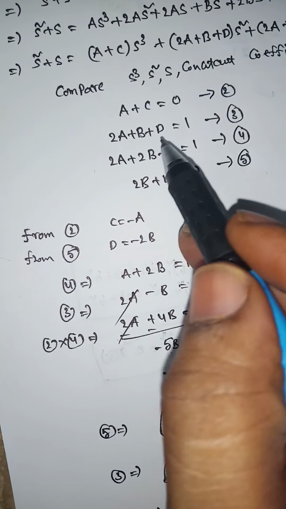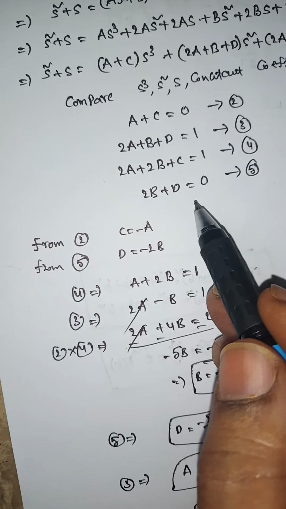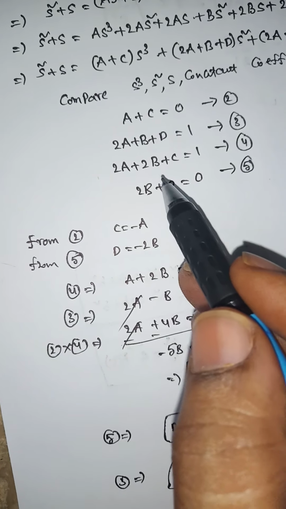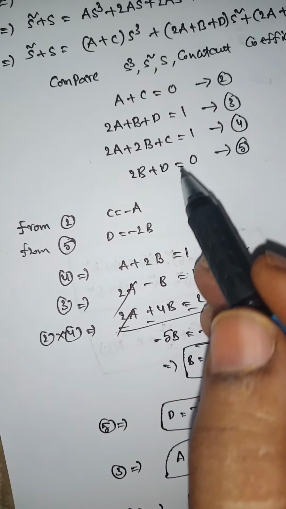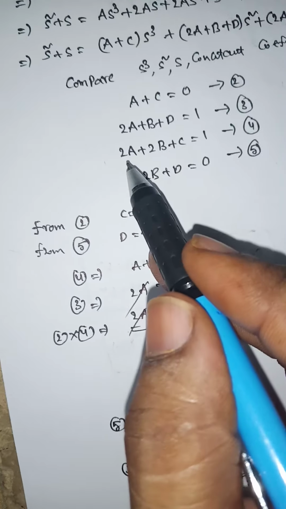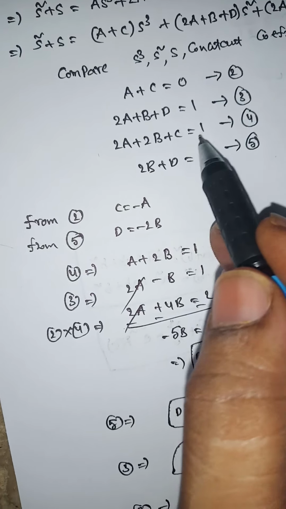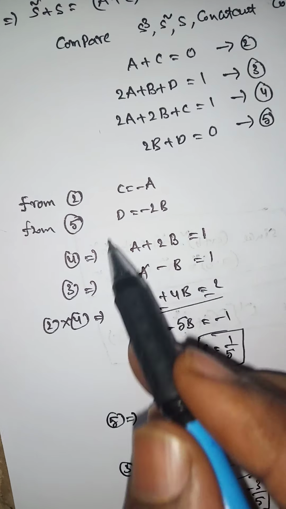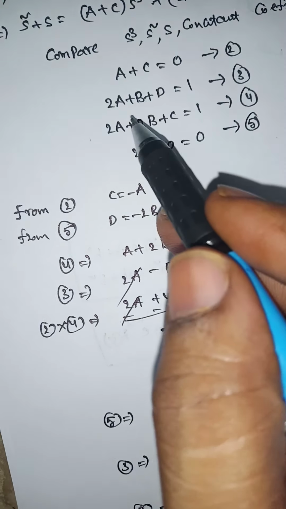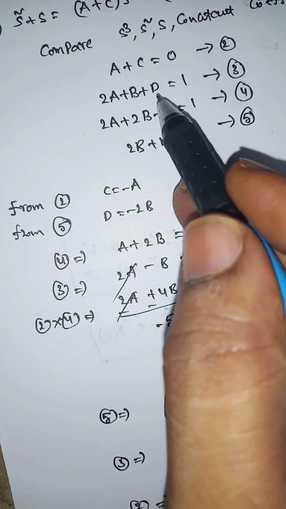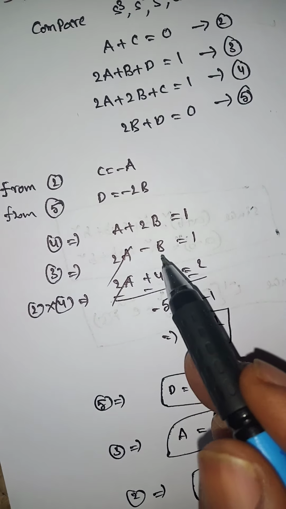From 2 I have found c equals minus a, and from 5 I have found d equals minus 2b. I have substituted this c value, minus a, in 4. From 4, if you substitute c equals minus a, 2a minus a plus 2b equals 1, you will get this equation. Substituting d equals minus 2b in 3, b minus 2b is minus b, so 2a minus b equals 1.